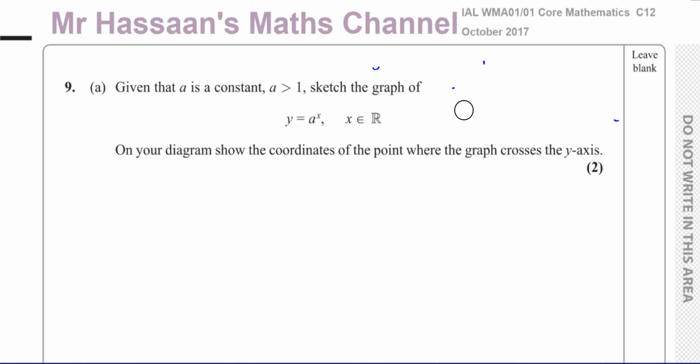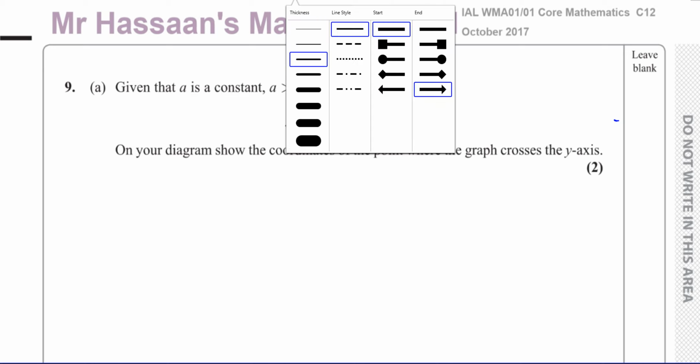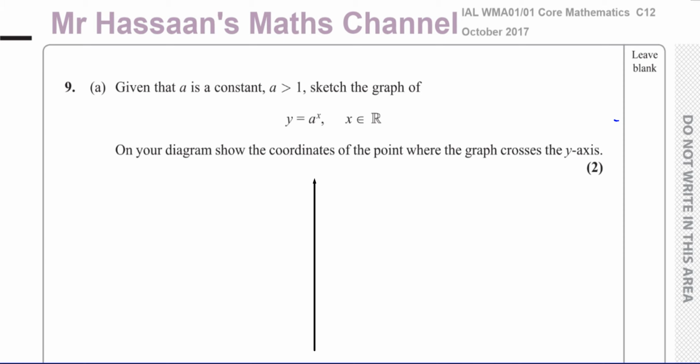So y equals a to the power of x. We're going to draw the sketch and show the coordinates of the point where the graph crosses the y-axis. Well, that's pretty simple. You can draw our axes. We know that this graph will never go below the x-axis. It can't even touch the x-axis. This is the x-axis, which is y equals 0. This is the y-axis, which is x equals 0. It's going to have this type of shape. It's going to look like this.